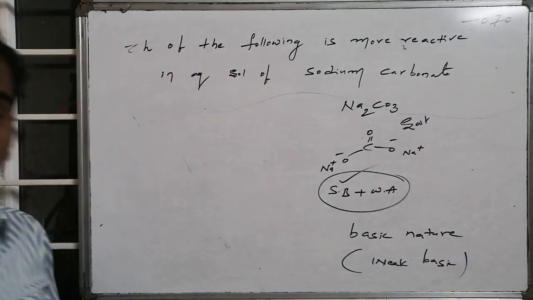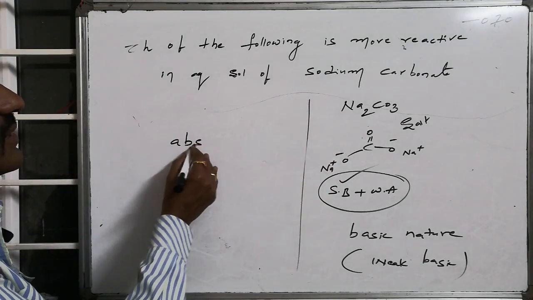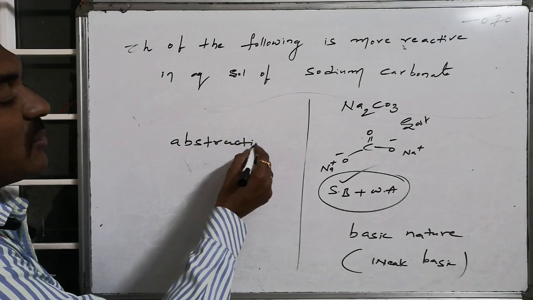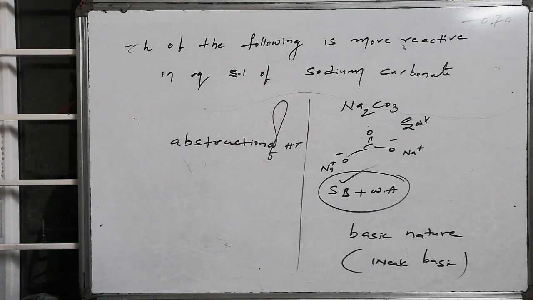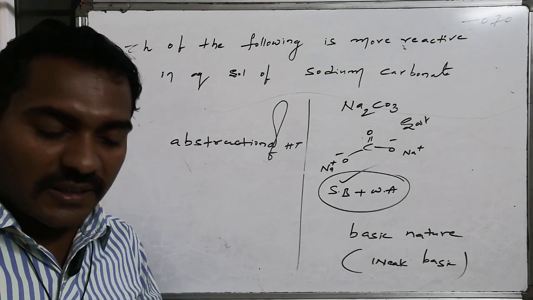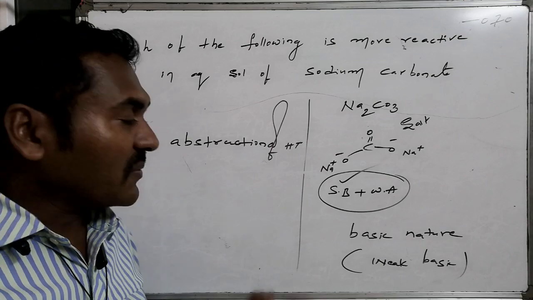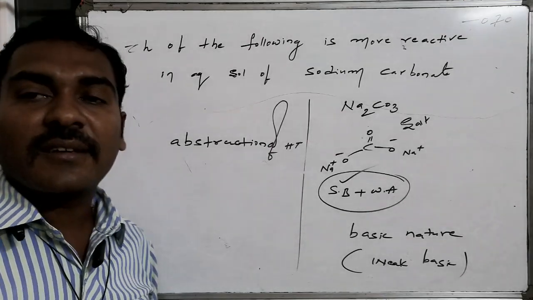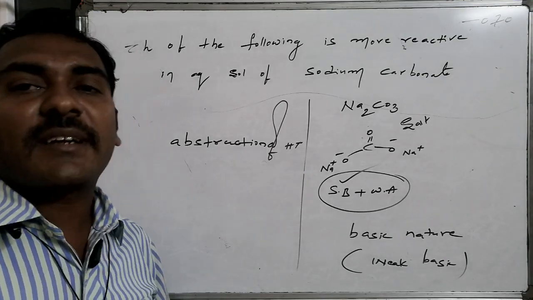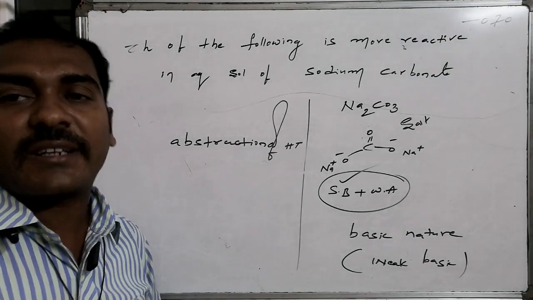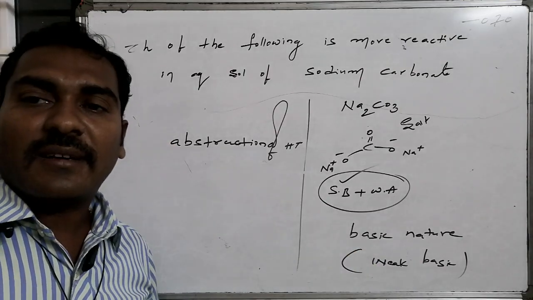Generally, what a base will do is abstract a proton. It is utilized for the abstraction of protons. Whatever protons are easily lost from the starting material to attain stability can be abstracted by sodium carbonate. Now the given question relates to the starting materials and the effect of this weak mild base, sodium carbonate. Let us have a look.